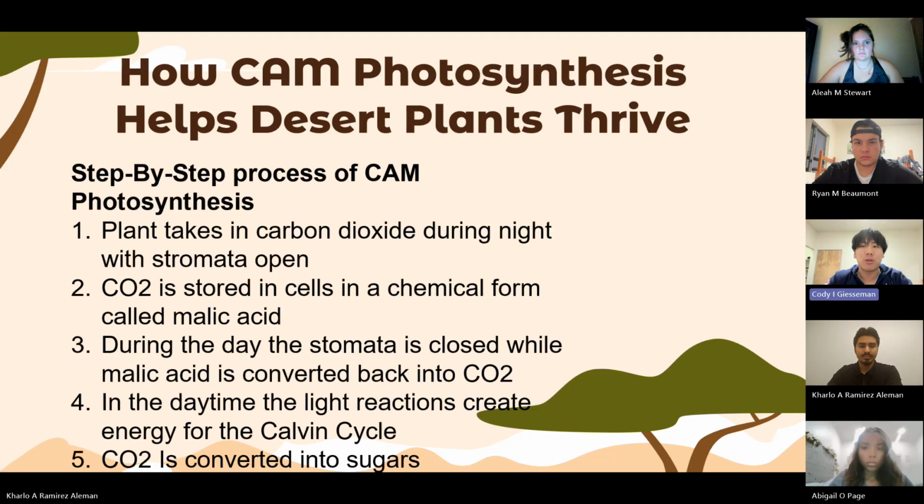And then to go more in depth about this step by step. Once it hits night, the stomata will open and they'll absorb CO2. And then that CO2 would be converted into malic acid. And then once it hits daytime, the stomata will close. The malic acid will then be converted back into CO2. And then, using the light, light reactions will happen, so the Calvin cycle will happen. And then the carbon dioxide will be turned into sugar, as well as just becoming more nutrients for the plant.